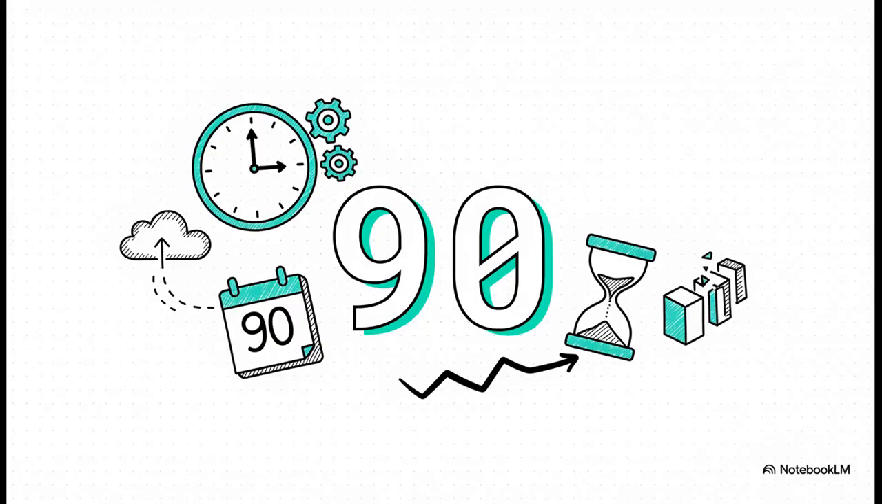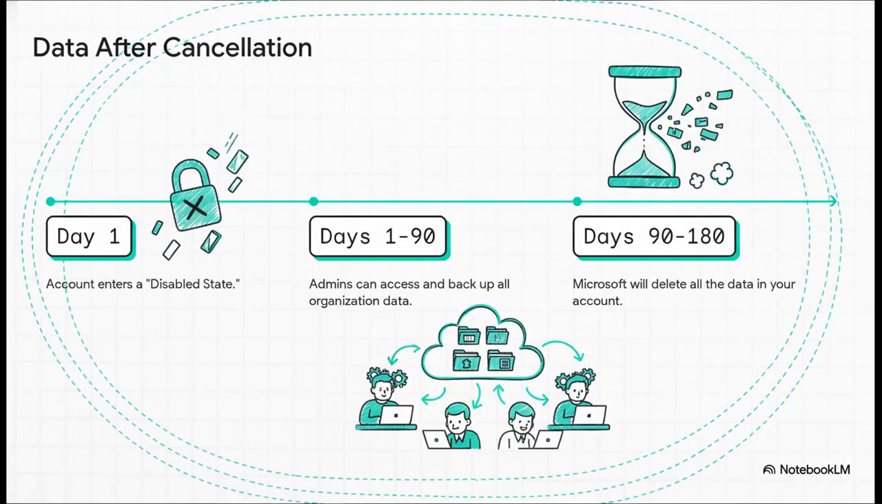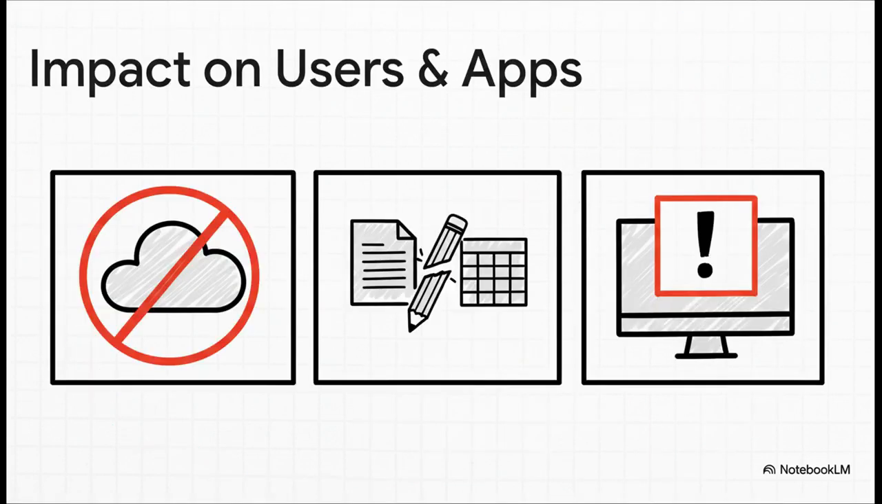And this right here is the most important number in this entire process, 90. You have a 90-day window from the moment you cancel for your admins to get in there and back up everything. After those 90 days are up, that data starts to vanish for good. This timeline really lays it all out. Day one, boom, you enter that disabled state. For the next 90 days, your admins are on the clock saving all that company data. But after day 90, Microsoft starts the permanent deletion process. And by day 180, it's all gone. Forever.